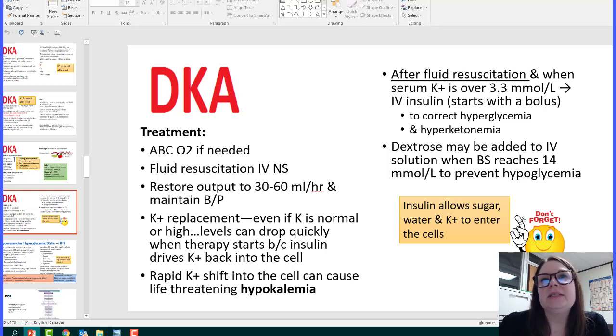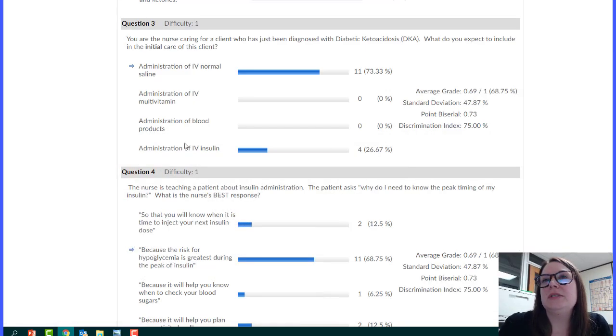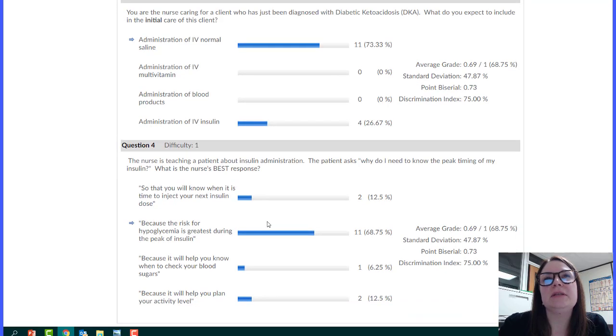Then we're going to give them potassium because we know as soon as we give insulin, the potassium is going to go right into the cell that they have left, and there's been a profound loss of potassium because they've been diuresing and peeing it all out. And after we do fluid resuscitation, that's when we start IV insulin. So a lot of you guys chose administration of IV insulin, but no, we're not going to do that until after we have this person rehydrated. So the right answer is IV administration of normal saline.